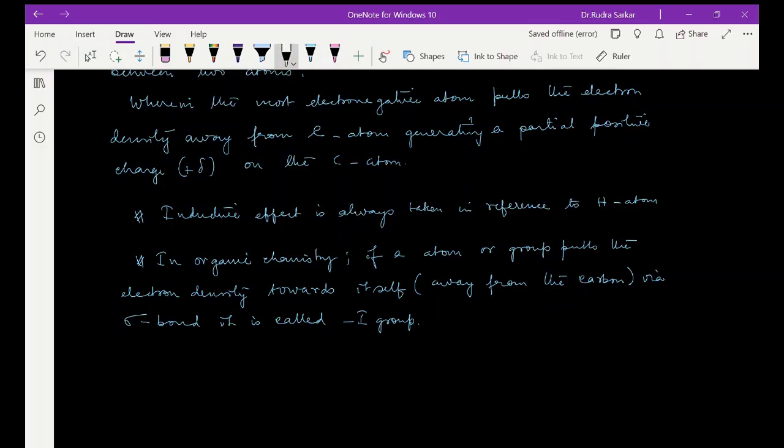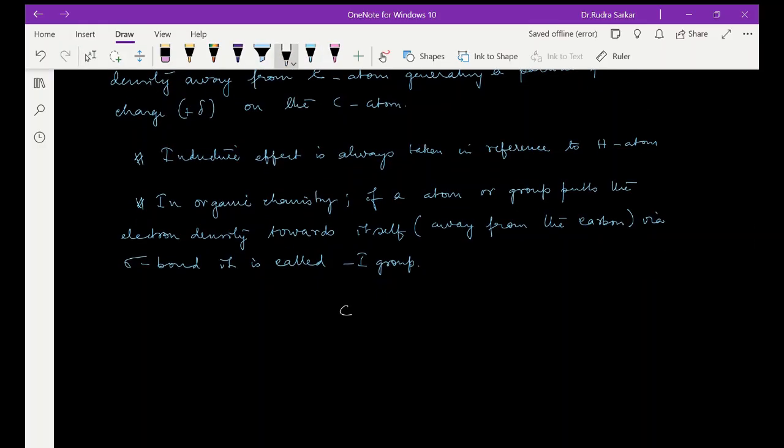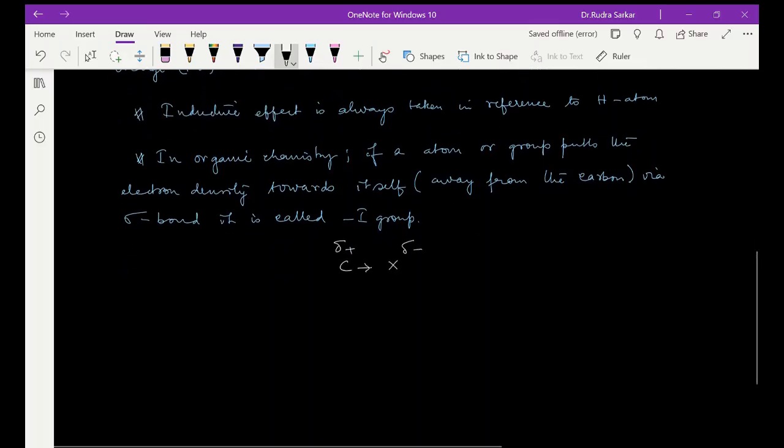So in other sense, we will say whenever we have a picture like this, that we have a C and we have, say, a group X, and it is pulling the electron density away from the carbon, then this particular group will get a negative charge and this one will get over here a positive charge. Okay. Besides that, this is a permanent effect.